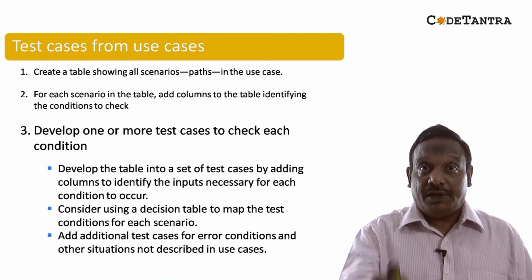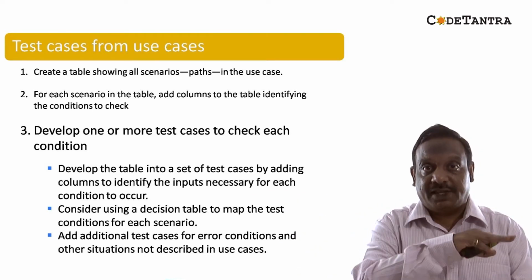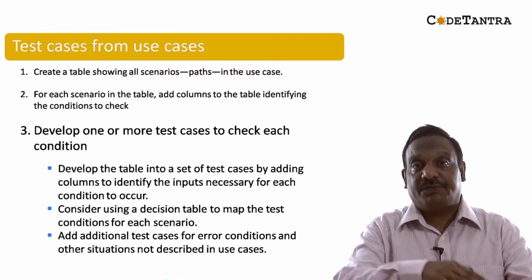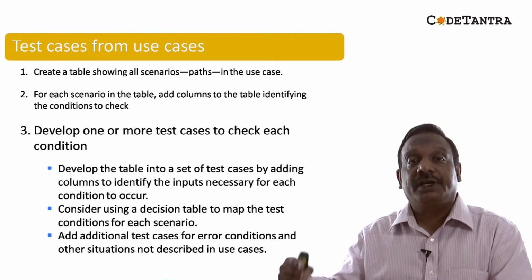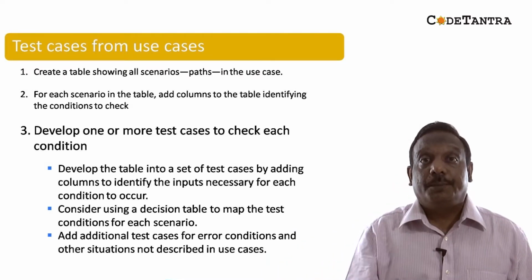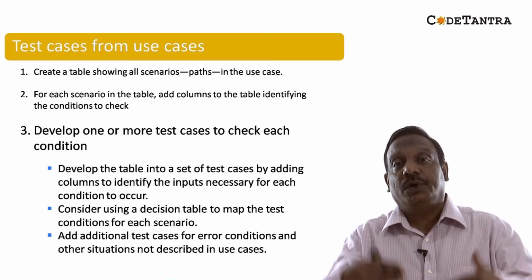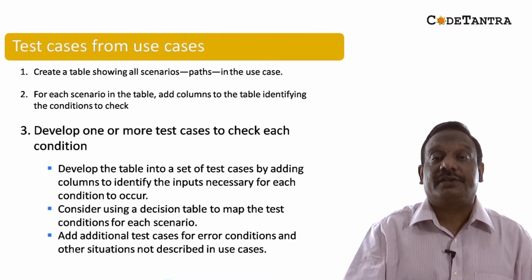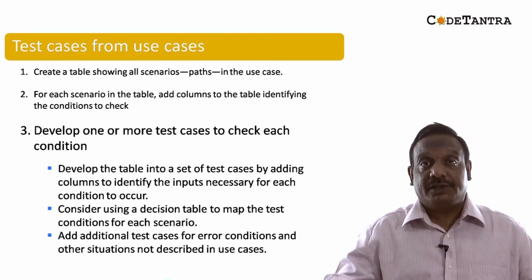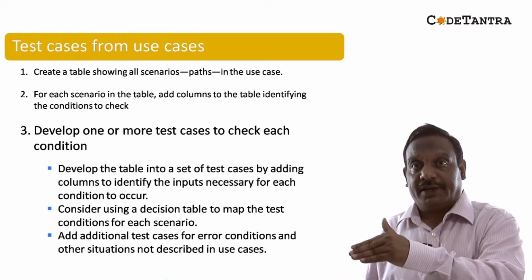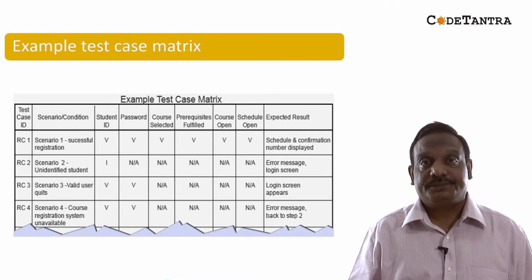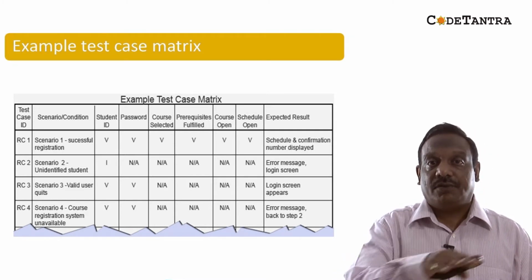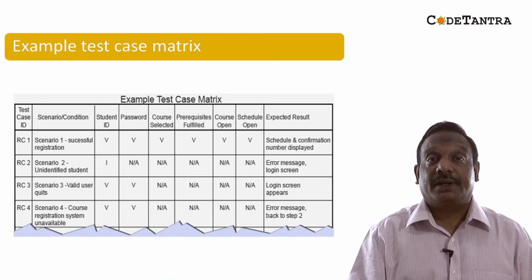Then consider, when you are looking at each of these rows for the scenarios, how you can apply decision tables. If there is a combination of inputs producing different actions, try to put together a decision table to derive more test cases, and add additional test cases for error conditions and other situations not described in use cases. So for each row you may develop more test cases. Now you have identified for each scenario what the valid things are and where you will give invalids. You have completed the table.